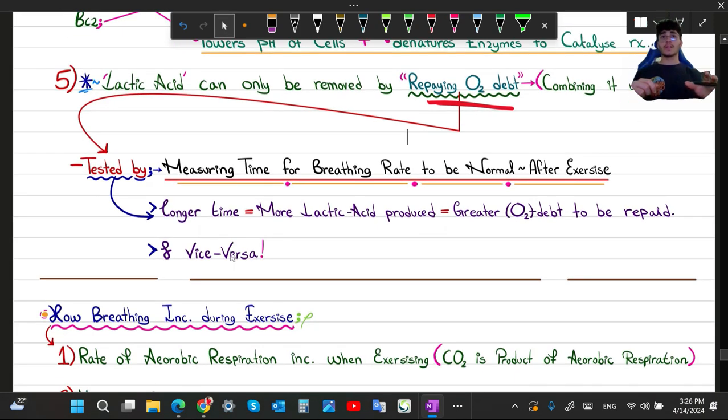How do we test repaying oxygen debt? We test it by measuring the time for breathing rate to become normal after exercise. So the time your breathing rate takes to become normal after you have finished exercise is a measure of how much time it took to repay your oxygen debt, meaning to combine the lactic acid with oxygen. If it took a longer time, this means more lactic acid was produced and greater oxygen debt is to be repaid. If it took a shorter time, less lactic acid is produced and there is less oxygen debt to be repaid.